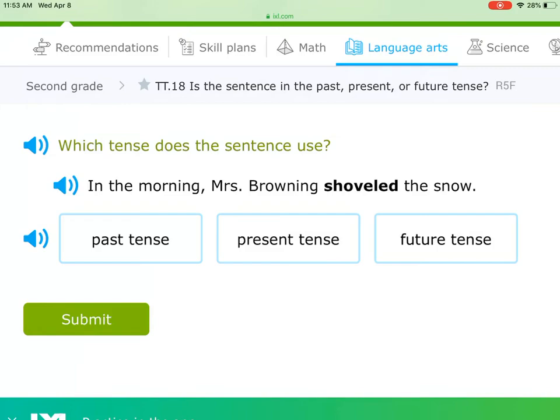I'm going to give you another clue, boys and girls. If you see an ED at the end of the word, so on shoveled, we see an ED at the end, that is usually past tense. So Mrs. Browning shoveled the snow. That's something she did in the past. Maybe she did it an hour ago. Maybe she did it 4 hours ago. Maybe she did it yesterday. But that's still past. So shoveled is past tense.